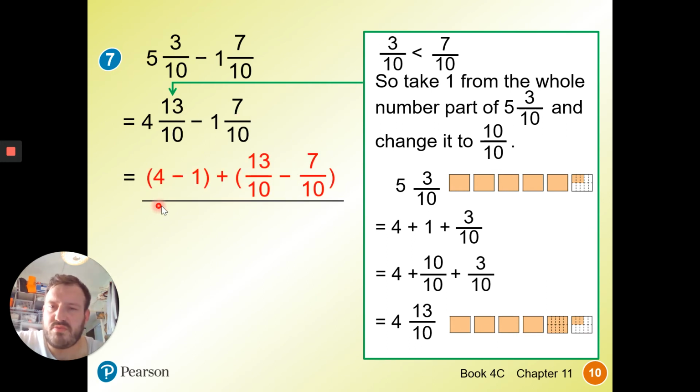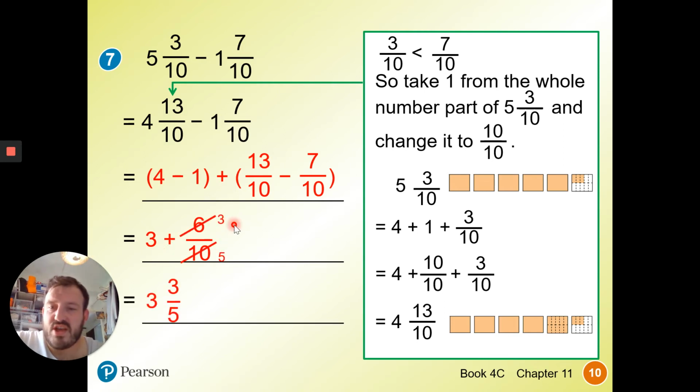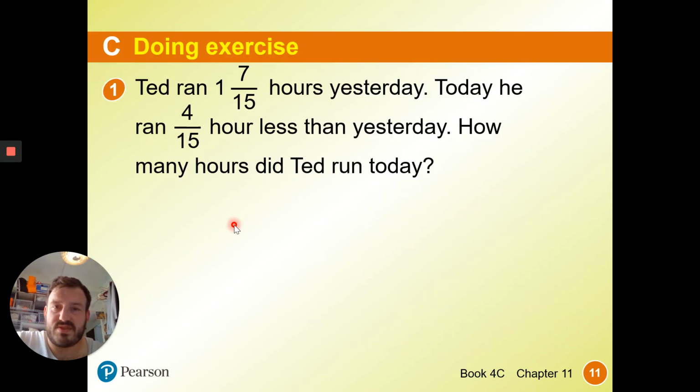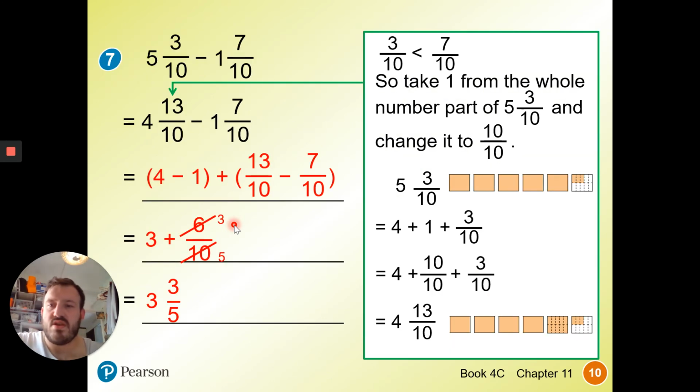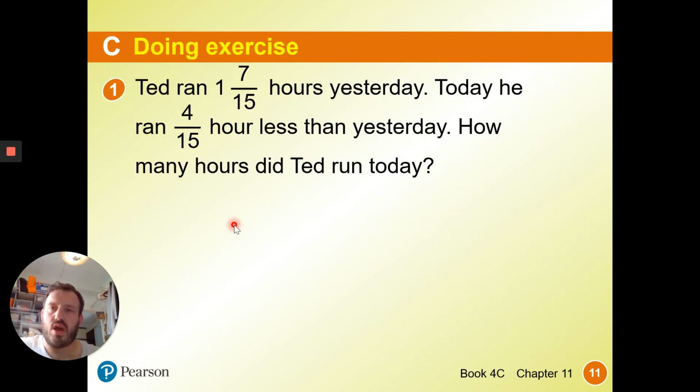We'll do 4 minus 1, which is 3, and then 13 minus 7, which gives us a grand total of 6. So we've got 3 plus 6 over 10. Now remember, we can simplify, which is 3 over 5. So it's 3 and 3/5. Okay. So there's all the different ways of having a fraction. Okay. So let's look at some word problems now.